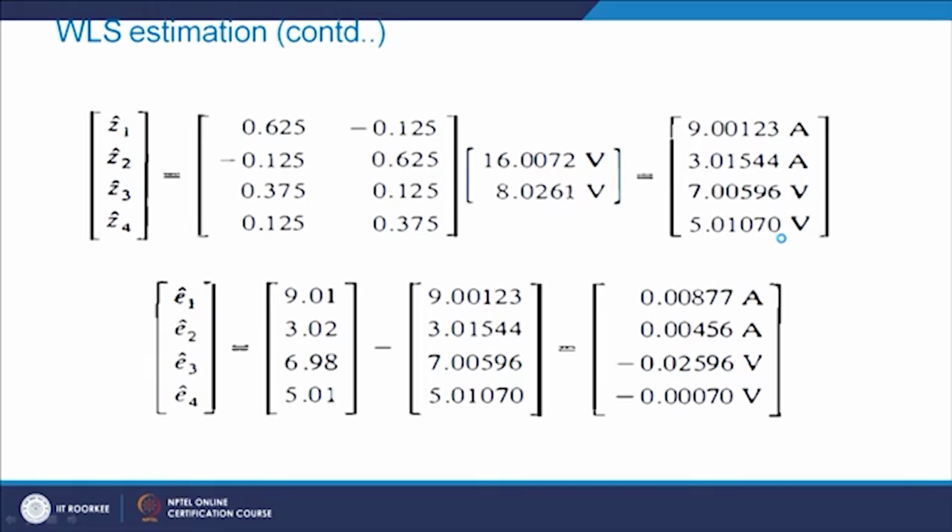Then the estimated errors are the actual values obtained by the meters, that is 9.01, 3.02, 6.98 and 5.01, minus the estimated values of the measurements. So, this is this. We can see that these estimated errors are pretty small, so we can possibly think, yes, our estimation is reasonably correct.